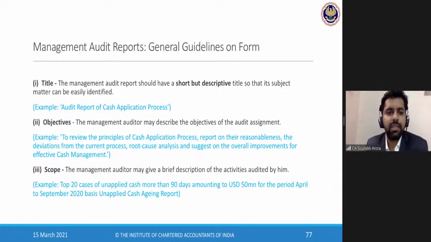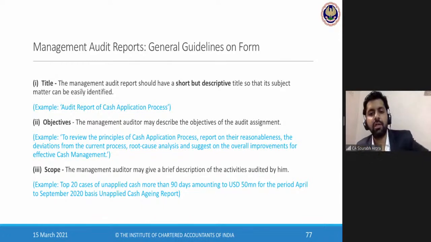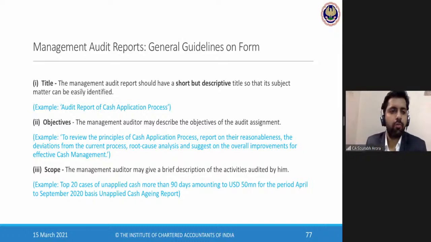So first of all, there's a title, obviously short but descriptive. Example, audit report of cash application process. Objectives: the management auditor may describe the objectives of the assignment. So following the above example only, the objective could be to review the principles of cash application process, report on their reasonableness, the deviations from the current process, root cause analysis, and suggest overall improvements of effective cash management. So this could be the objective statement.